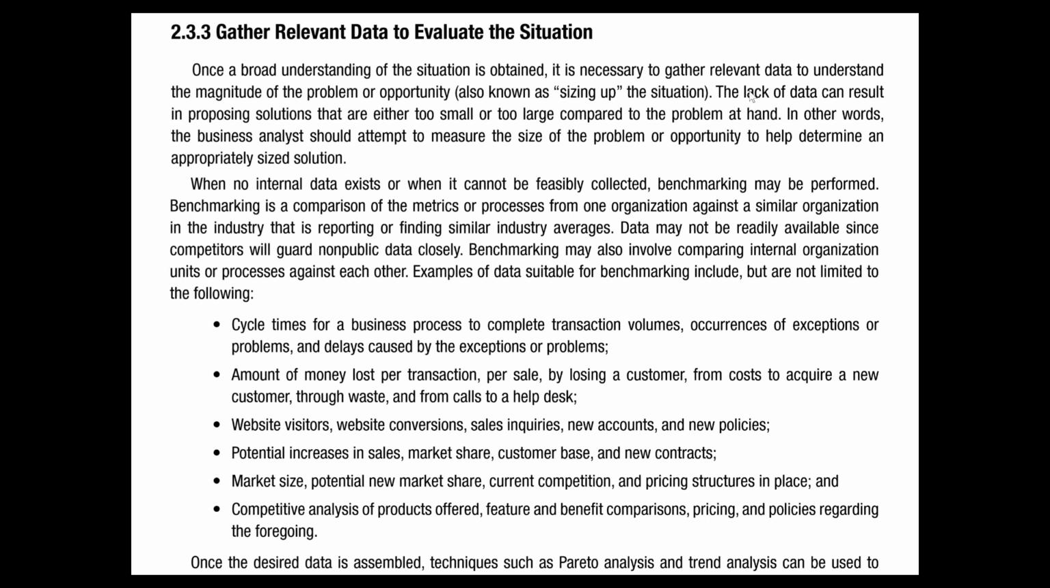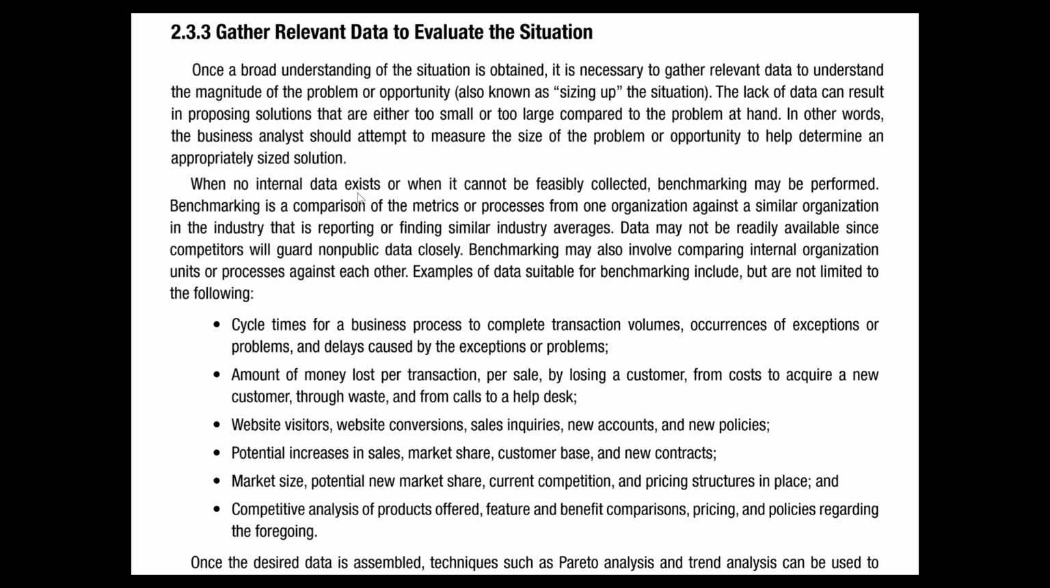If we do not have enough data from the stakeholders, from our interviews, from the documents, from the observations, we may land up coming up with a wrong solution, either too short a solution or too large a solution. Both ways, the problem is not properly addressed. In other words, the business analyst should attempt to measure the size of the problem or opportunity to help determine an appropriately sized solution. We are sizing up the situation so we can come up with an appropriately sized solution, the right solution.